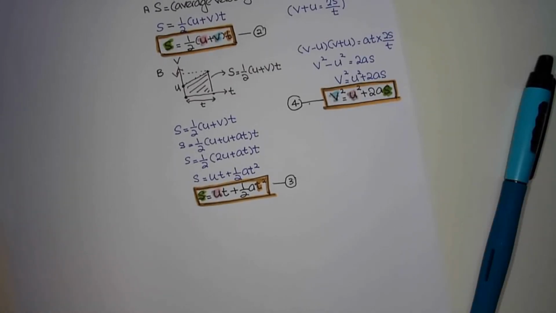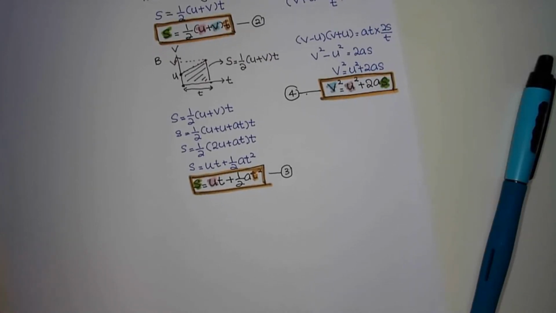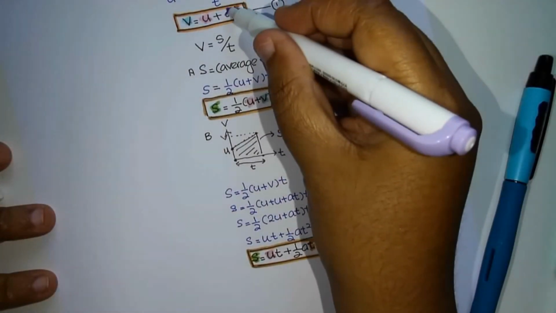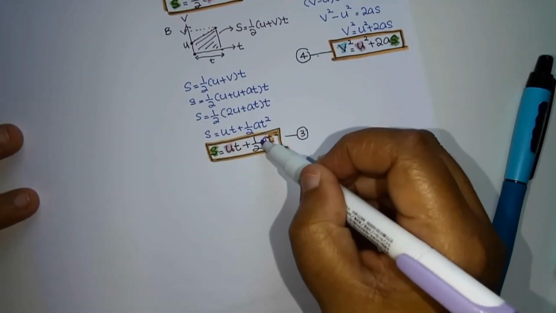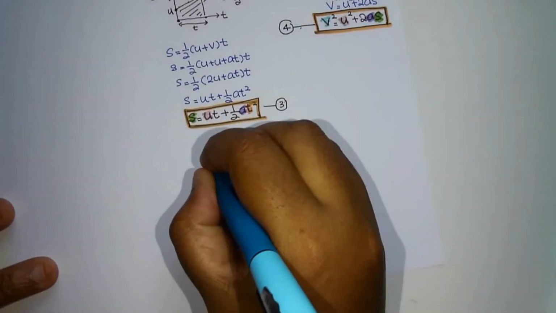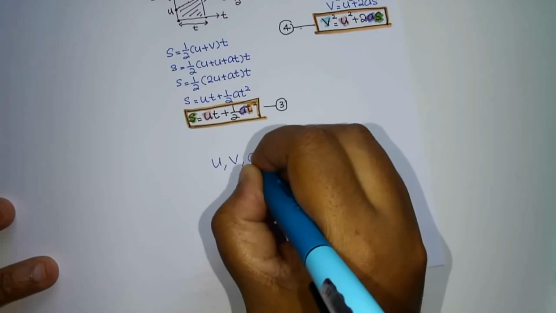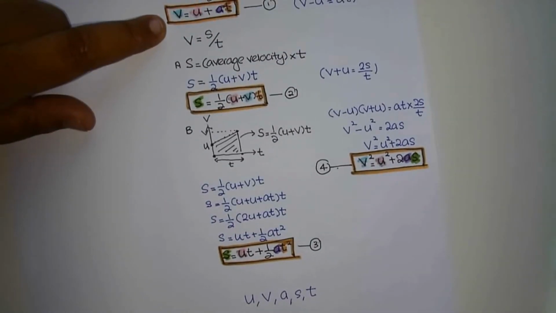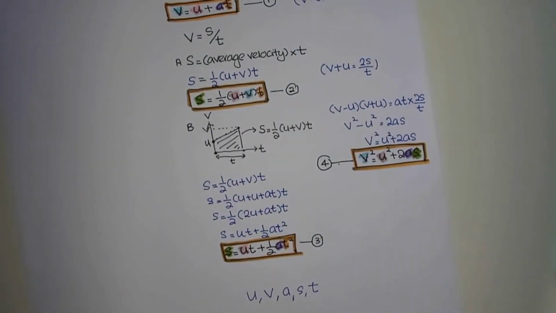We have not 4, but 5. We have A. Wait, let me take another color pen for A. So you will realize that there are 5 variables, and the 5 variables are U, V, A, S, T. Each formula involves 4 of the 5 variables.